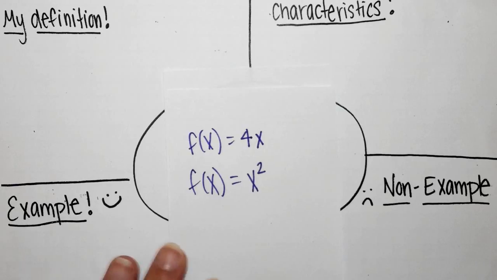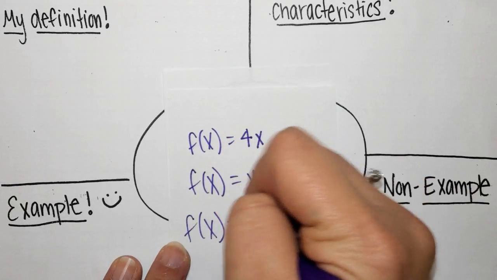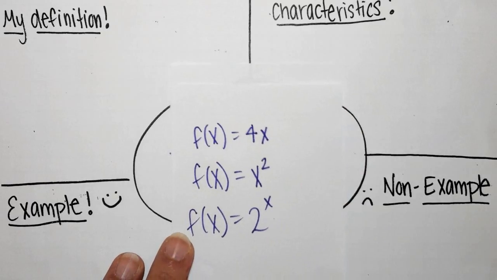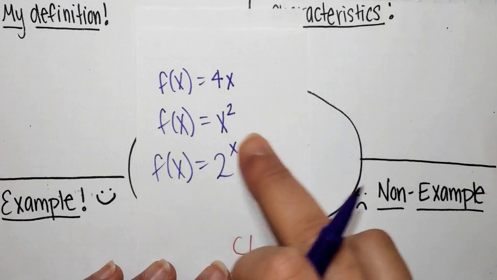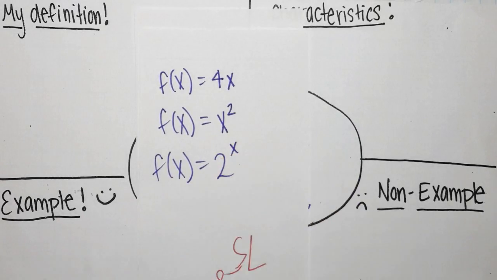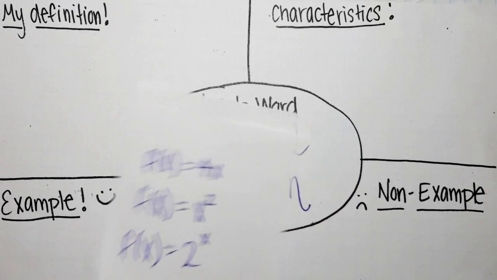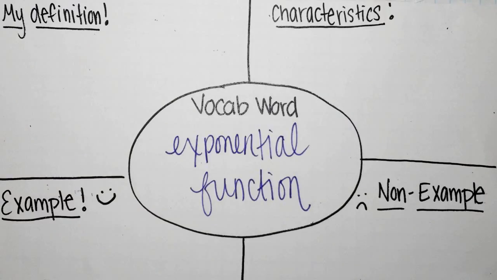The 2 and the x need to swap. Take a point, Carly. So that is an exponential function, because it has what as an exponent? X as the exponent.